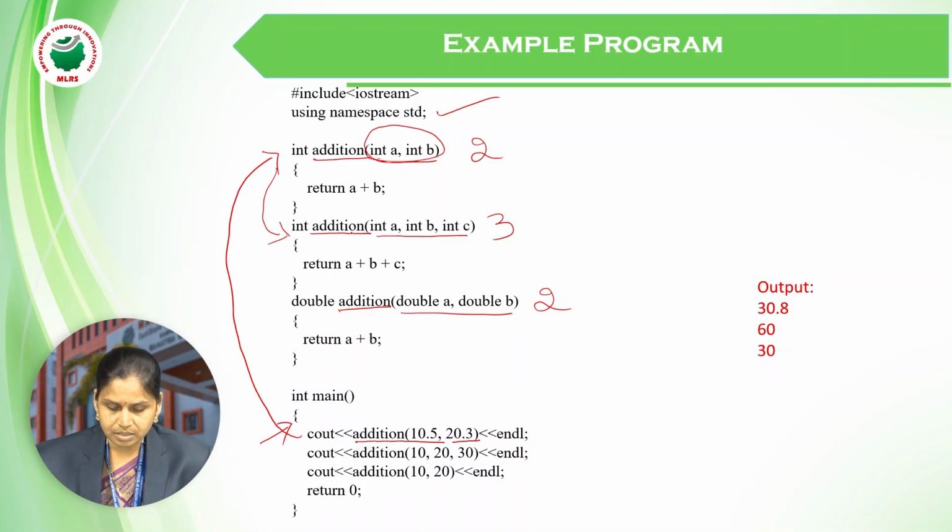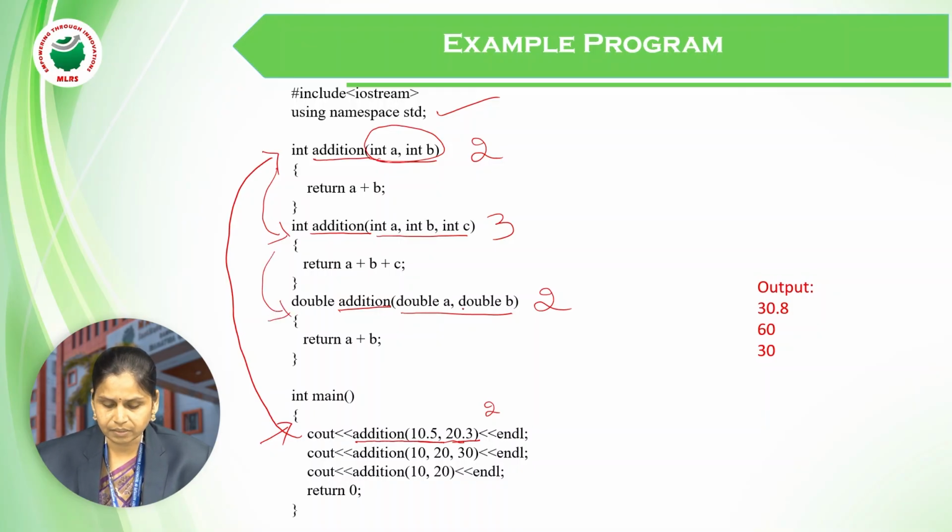Next, the function name is addition. How many parameters are there in this function? 3 parameters. But how many parameters are we passing? We are passing only 2 parameters. The number of parameters is different, so the compiler does not execute this function, then it goes to the next one.